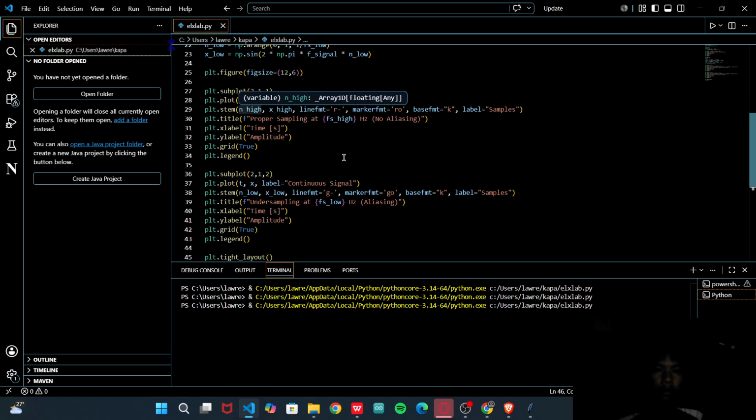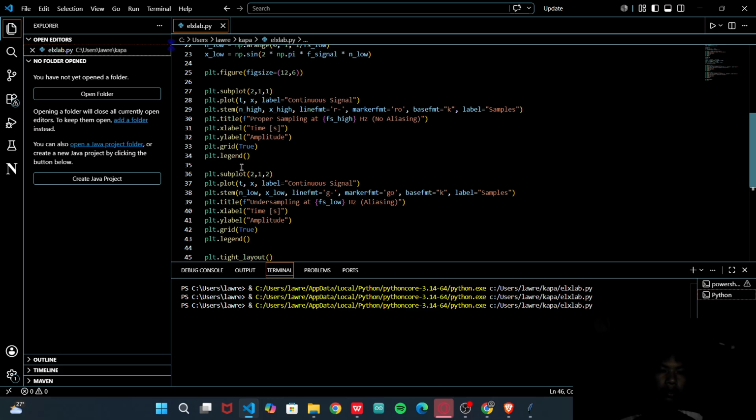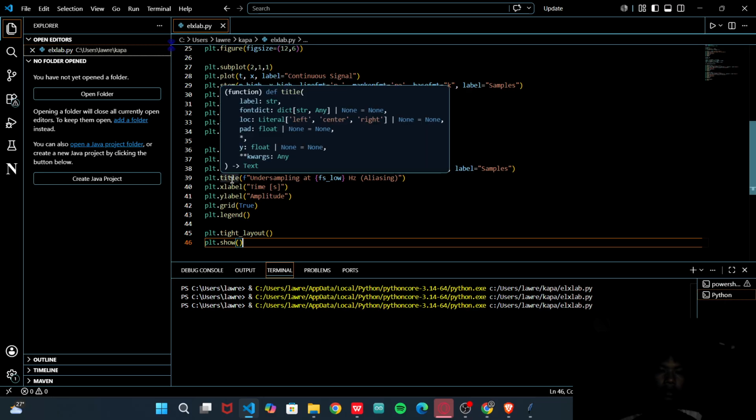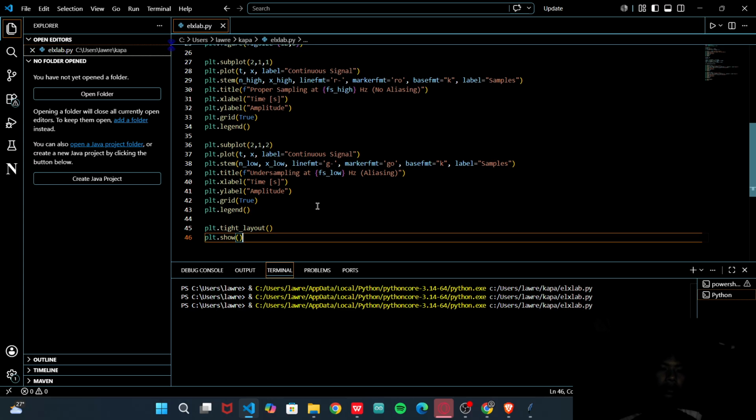We plot the continuous signal with the time, then the sampled values n_high and x_high with the line format and so on. Then plt.title, proper sampling, there is no aliasing, x label time, y label amplitude, plt.grid. The second one is subplot 212, continuous signal. Here the title is undersampling at fs_low, this part has aliasing, then x label time, y label amplitude, and plt.grid.